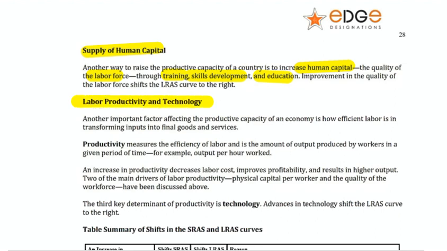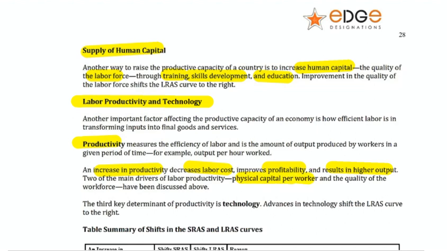Labor productivity and technology. Another key factor is, of course, labor productivity. Productivity measures the efficiency of labor and how much output is produced by workers within a given period. In other words, how many items can they produce in an hour, a day, or things like that. If you can increase productivity, that'll take your labor costs down and improve your profitability, with higher output.